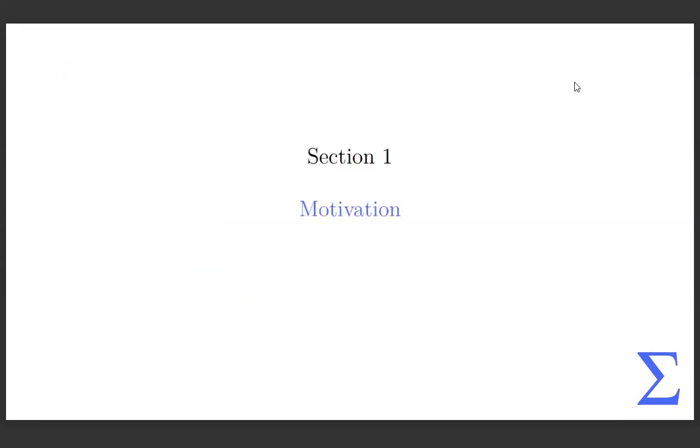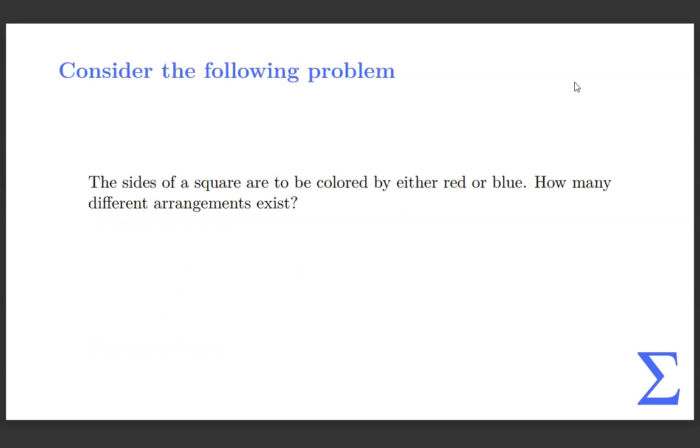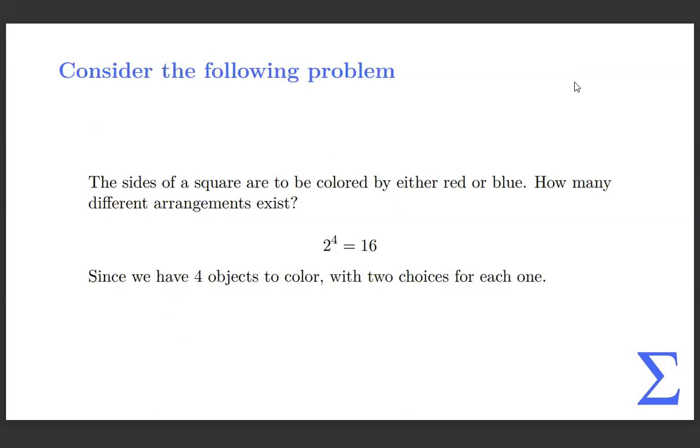So here's some motivation, right? Here's an easy problem. The sides of a square are to be colored by either red or blue. How many different arrangements exist? Anybody? No. Yeah. 4 squared. Well, 2 squared, right? 2 squared. Luckily works either way in this case, but yeah, 16, right? So you have 4 slots, 2 choices for each slot. You're allowed to do repetition. So there you go, 2 raised to 4, 16. Nice.